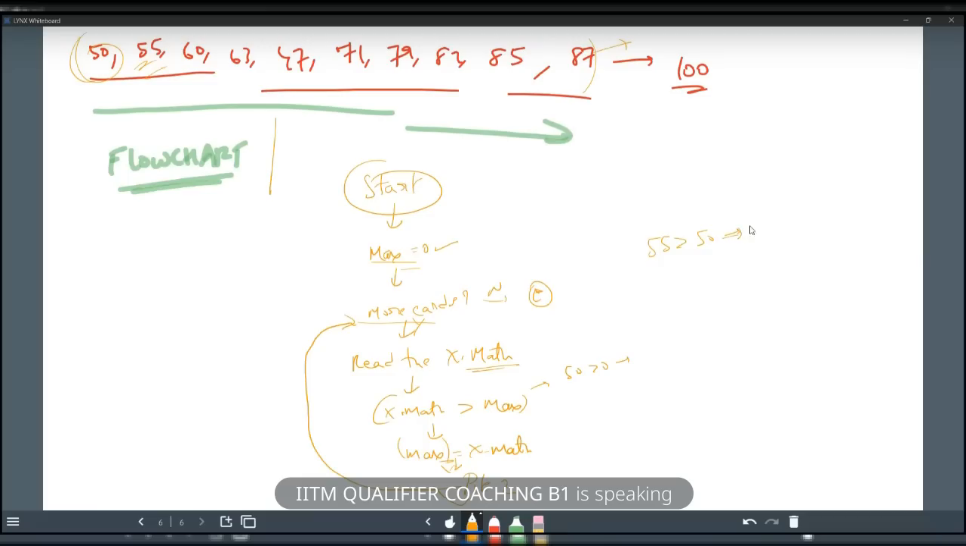So what do we do here? What does this imply actually? We need to take this step. We need to store 55 in max, right? Am I clear?